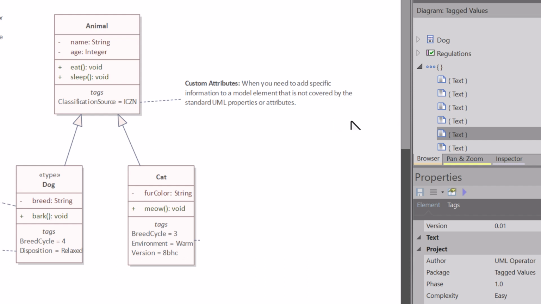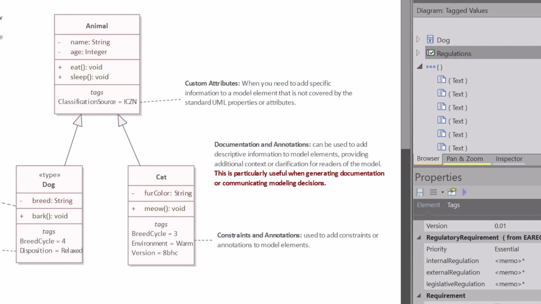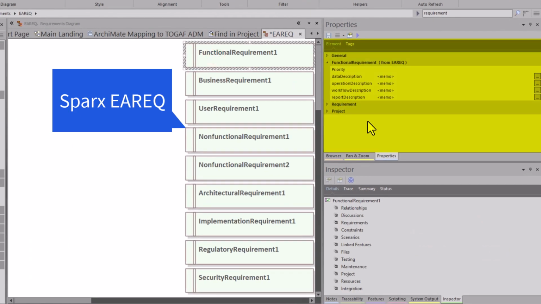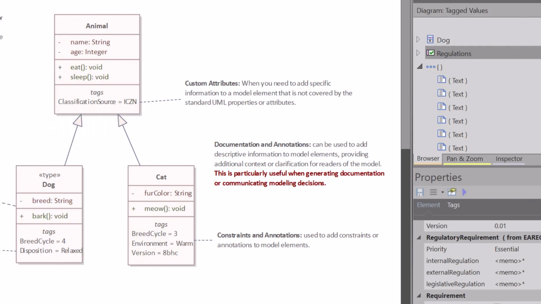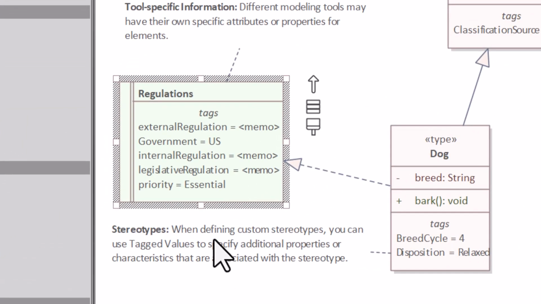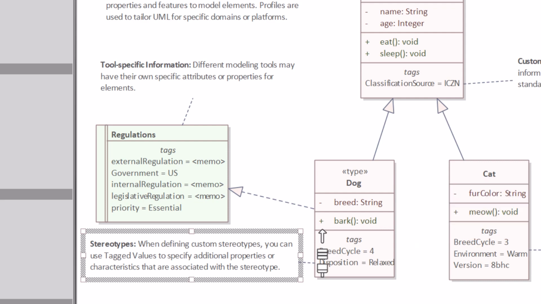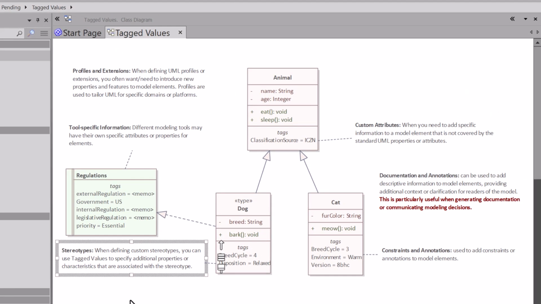So another important benefit of tag values, and you're going to see this a lot when we get into some other external tooling, and we're going to touch on it: the Sparx EA requirement element has some special tag values that they brought into this particular configuration. So we'll touch on that when we get there. With UML, probably the most important one is around stereotypes. So when you're defining custom stereotypes, you can use tag values to specify additional information, intelligence, or characteristics that are associated with that stereotype. And I'll give an example of that in just a short moment.